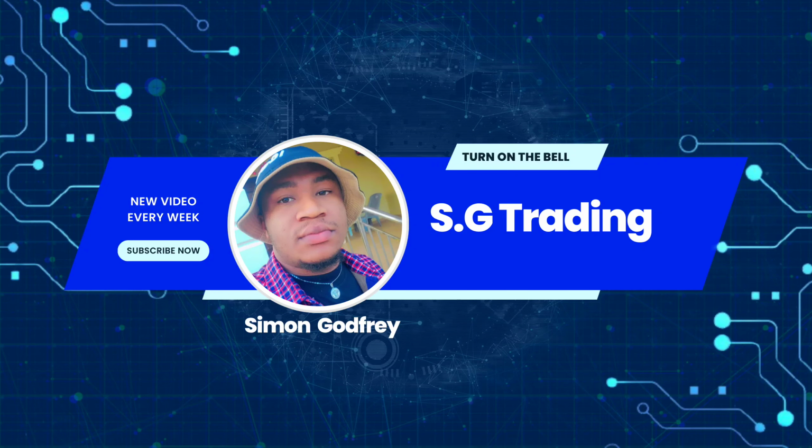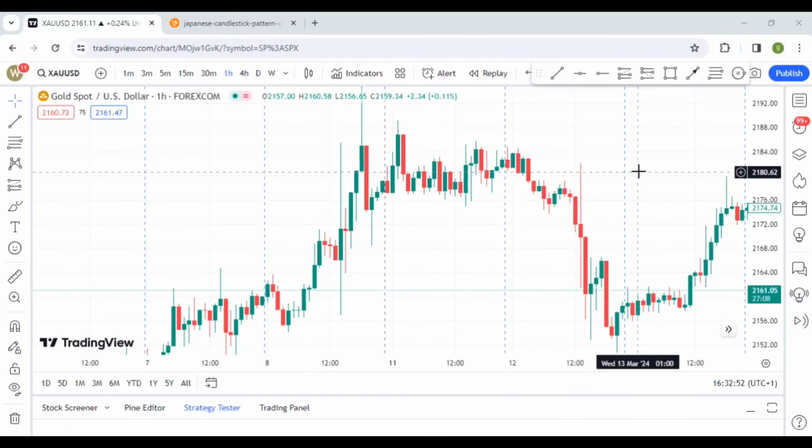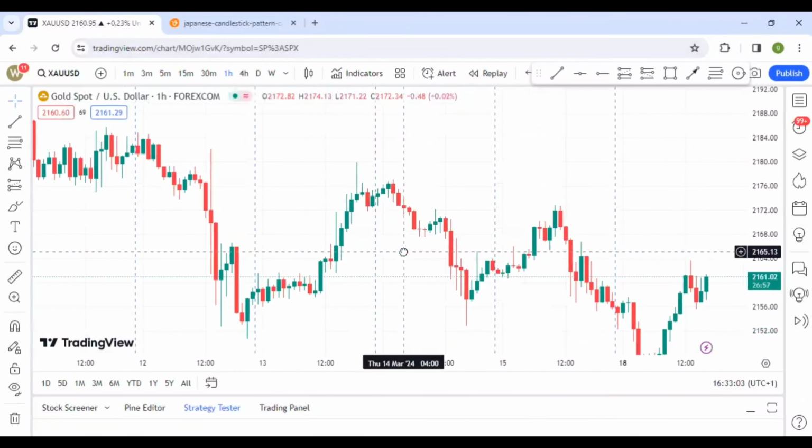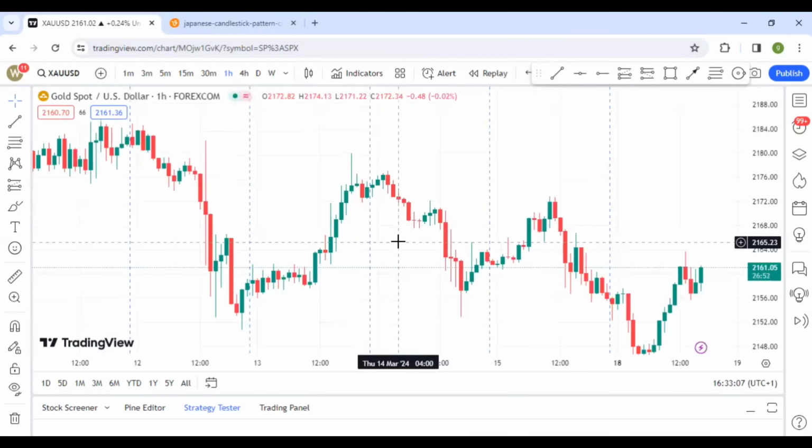Thank you. Today we shall be looking at candlesticks, Japanese candlesticks. That's what we have on our chart now. All these things we are seeing here are candlesticks. Okay, so Japanese candlesticks can be used for any time frame.